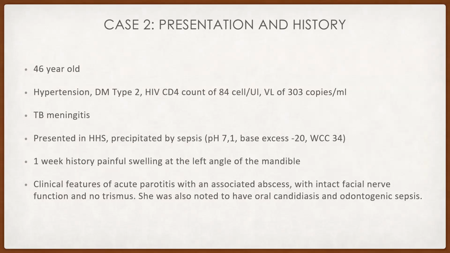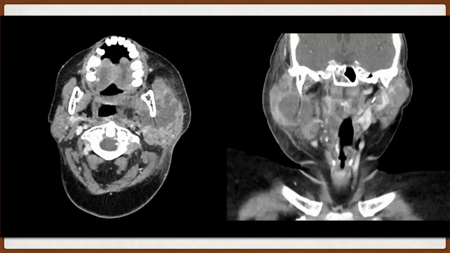She was complaining of a background of a 1-week history of an index episode of a painful swelling at the left angle of the mandible. She had clinical features of acute parotitis with an associated abscess. On contrasted CT scan, it revealed a large multiloculated rim-enhancing intraparenchymal collection of the parotid with associated sub-centimeter reactive cervical lymphadenopathy and no evidence of sialolithiasis, as depicted on the CT images.